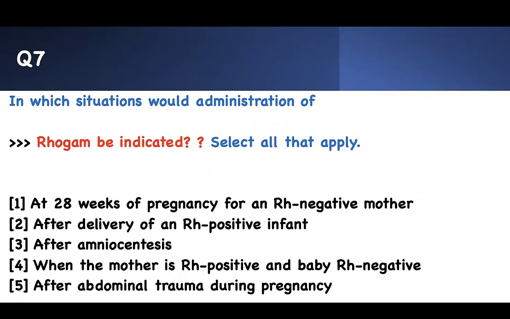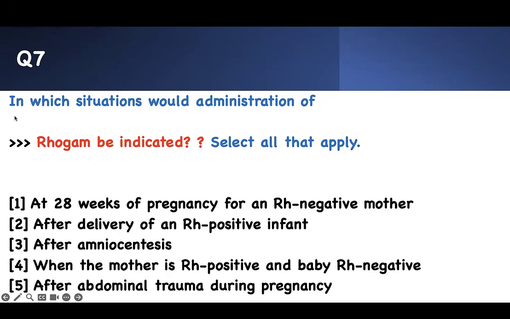7. This is also content. It was in the previous video, but I expanded. In which situation would administration of Rhogam be indicated? You have to know the situations when we give Rhogam. Select all that apply. At 28 weeks of pregnancy with an RH negative mother. After delivery of an RH positive baby. After amniocentesis. When the mother is RH positive and gives birth to an RH negative baby. After abdominal trauma during pregnancy.